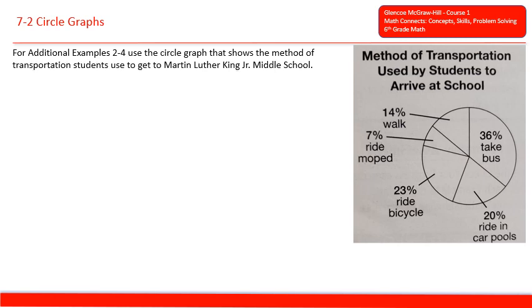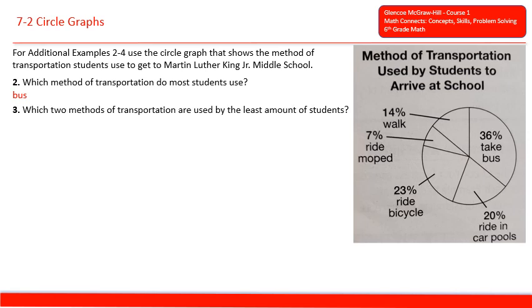So for additional examples 2 through 4, use a circle graph that shows the method of transportation students use to get to Martin Luther King Jr. Middle School. So there's our circle graph. All the information we need should be right there. Which method of transportation do most students use? So I think the biggest part of this graph looks like it's the 36%, take the bus. And I don't see any section that looks bigger, and I don't see any number percent that is bigger. So it is bus.